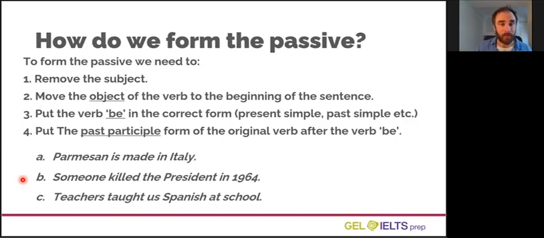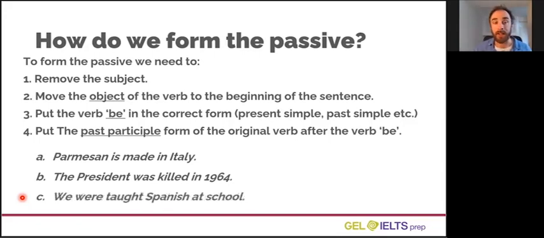The correct answer is the president was killed in 1964. Finally, look at sentence C in the next question below this video, and can you write the correct passive form of this sentence? The correct answer will probably be 6 words long. Write your answer now. The correct answer is we were taught Spanish at school.